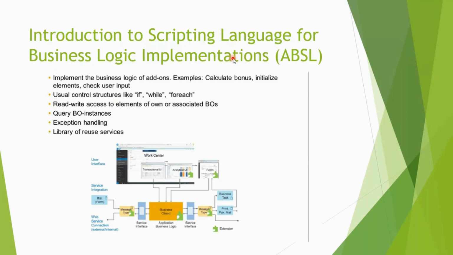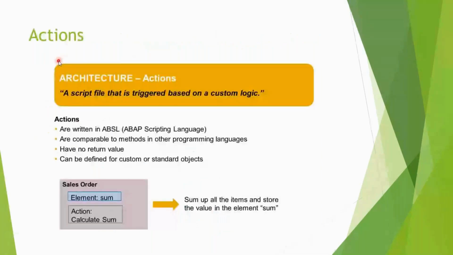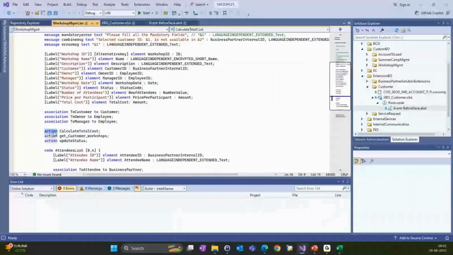Okay. So we can define actions in the business object. This is a custom thing which we are defining. Let's say in the workshop management, we have one action like calculate total price. So this we are just defining. This is a script file. If you want to create a custom script file, we can define it as an action.